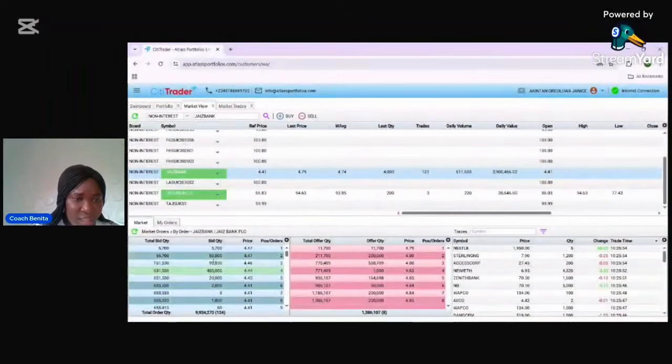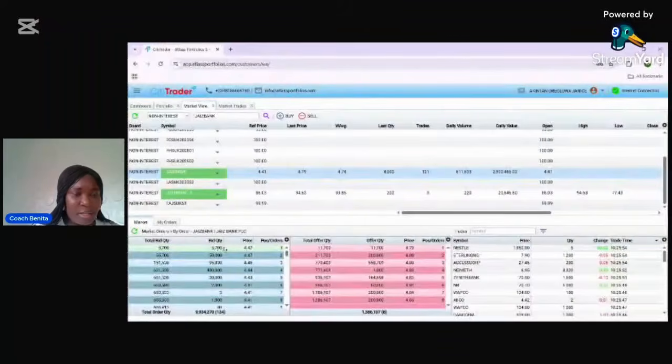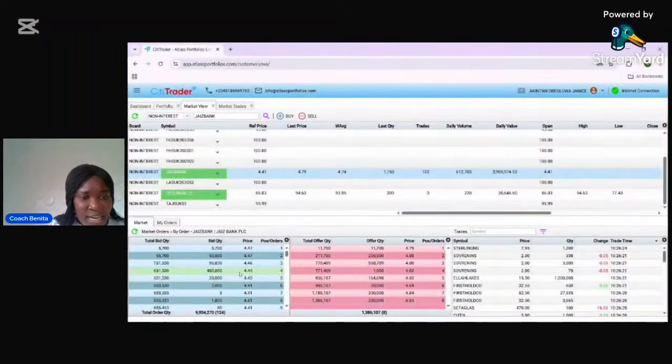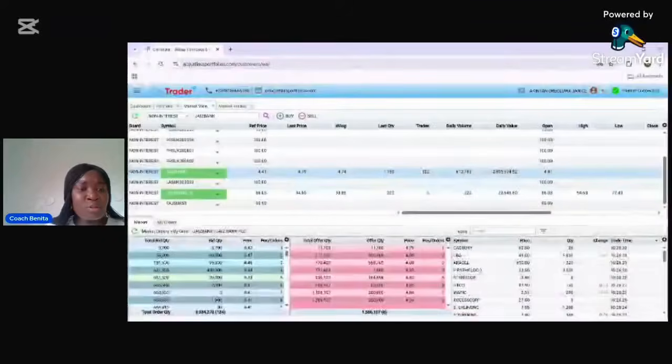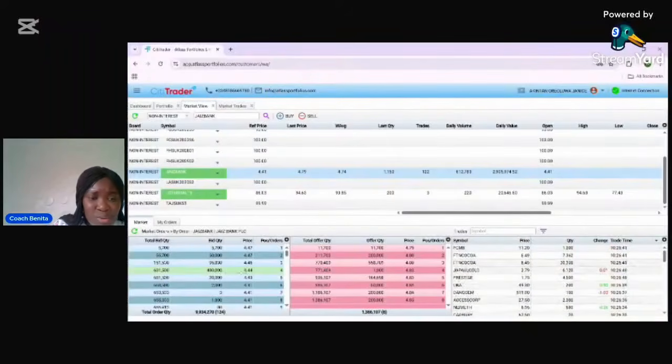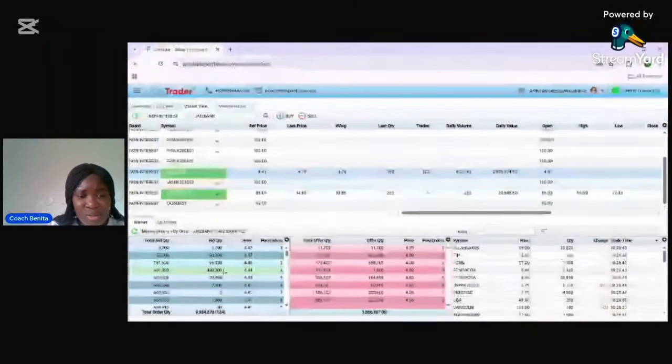Okay, if they sell to this person, I might just be fortunate to get sold to if I place a little bit. But my challenge with this now, let's take a close look. Somebody wants to buy 480,000 units at 4 naira 44 kobo. Let's say for me, I just want to buy 20,000 units. Because I have somebody that wants to buy 480,000 units, I might be thinking, what if I don't get sold to? I want to get sold to before this 480,000 gets sold to.